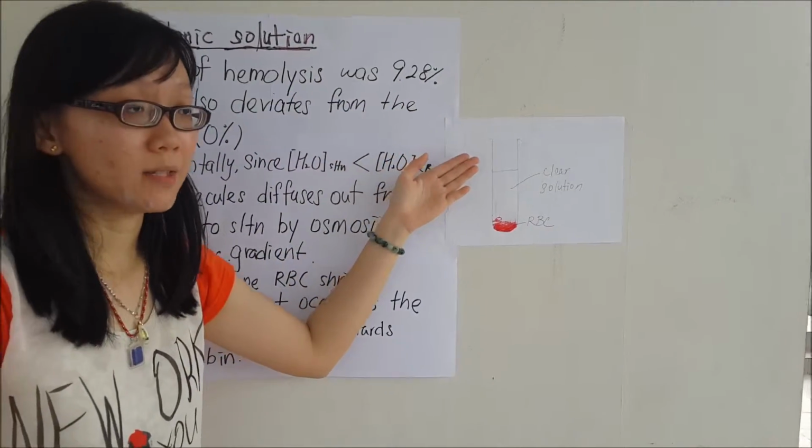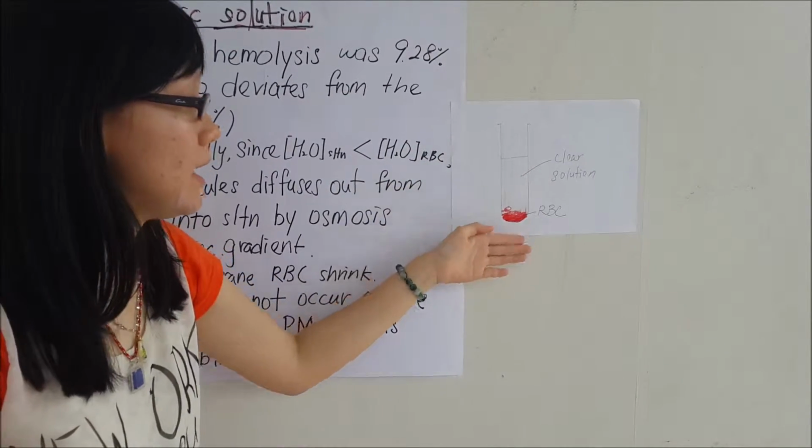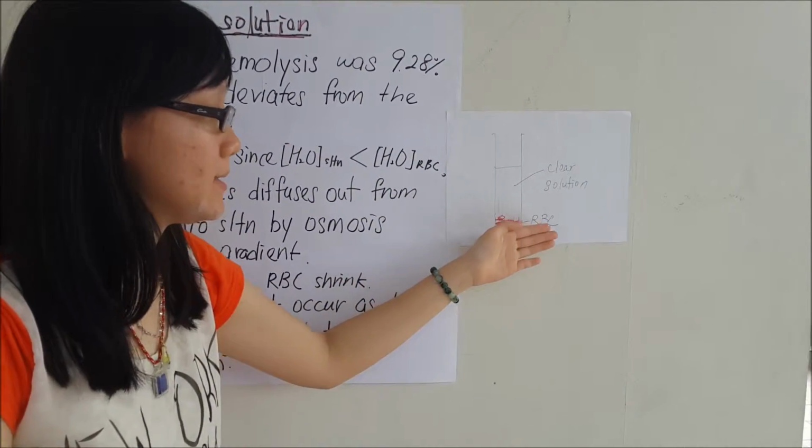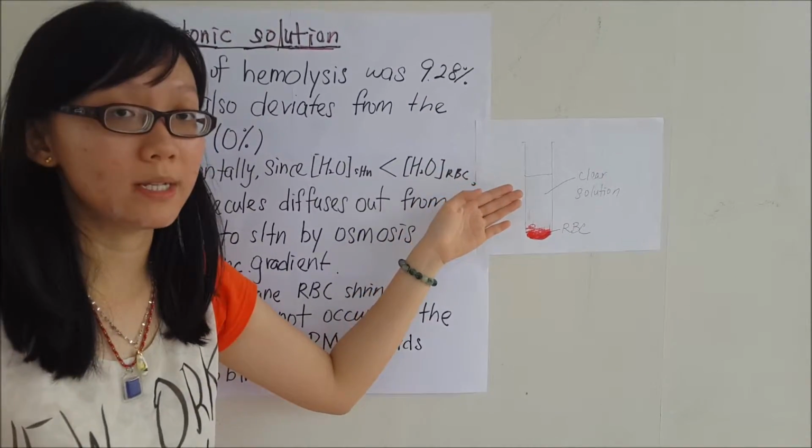This is our resultant supernatant that shows that the upper part is a clear solution and the lower part is the red blood cells. The upper part is a clear solution, which means that there is no hemolysis.